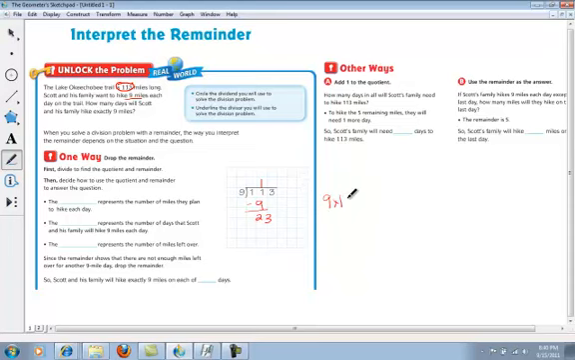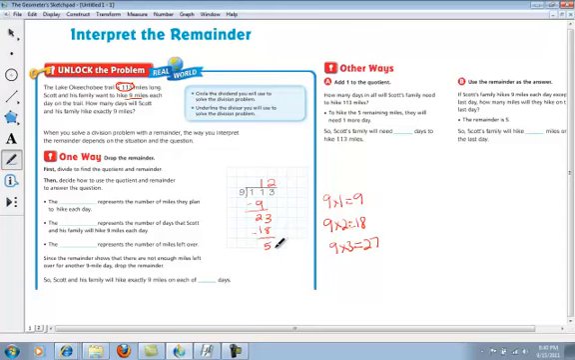So, since 9 groups of 1 is 9, 9 groups of 2 would use up 18 of my pieces. 9 groups of 3 would require me to have 27 pieces. And I don't have 27 ones, I only have 23 ones. So it looks like I can only put 2 in each group. That means I'm going to use up 18 of my ones, and I have 5 remaining.